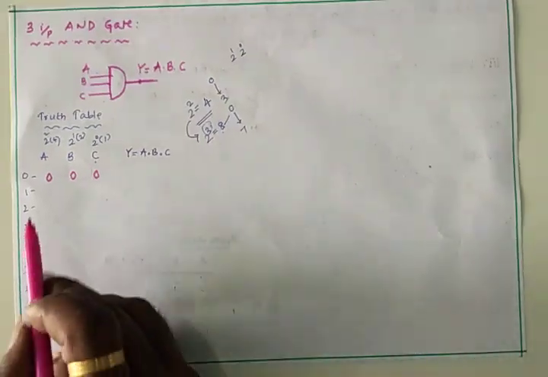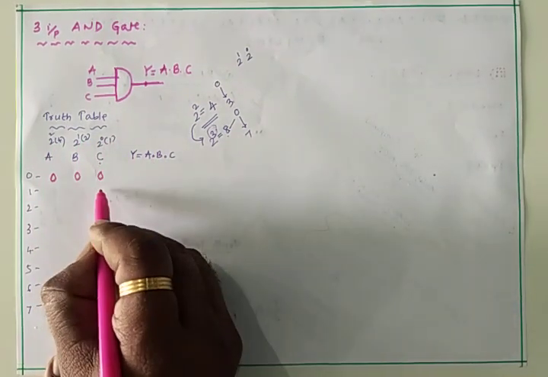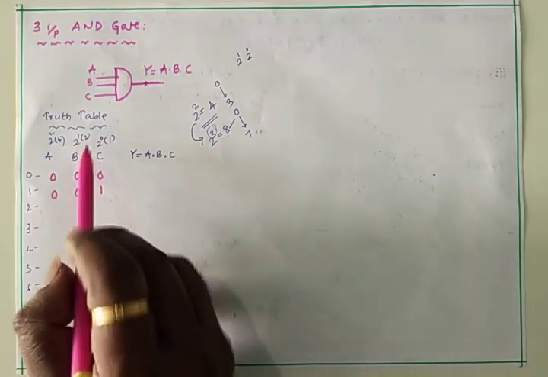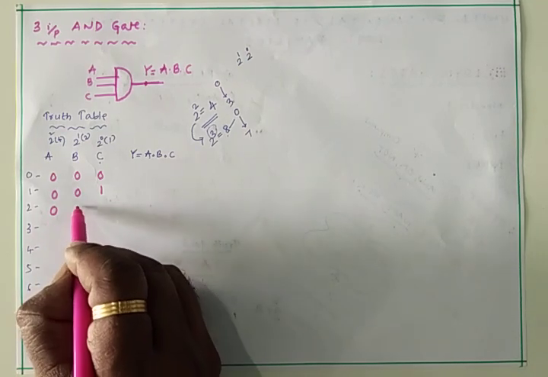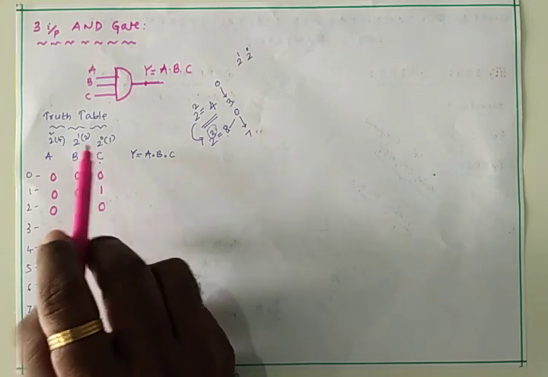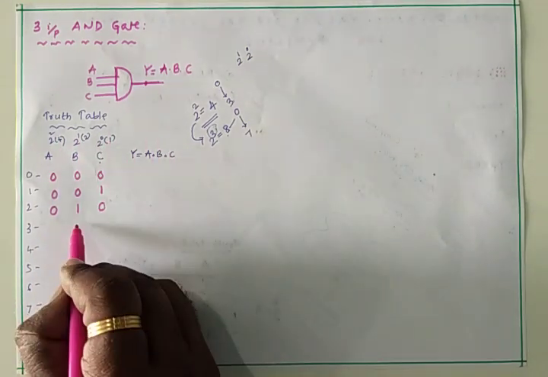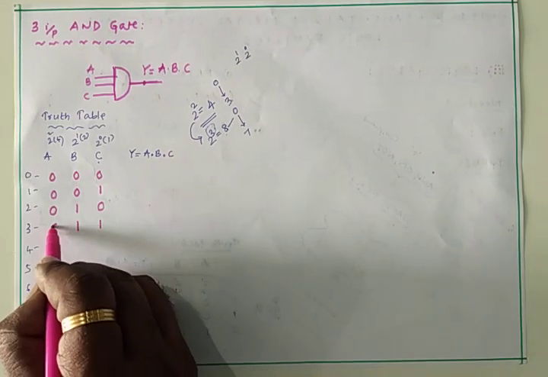The second combination is 1. Here this is 4, this is 2 and this is 1. So this is 1 and the remaining I don't require. Next one is 2. This is 2, so I don't require the others. Next one is 3. This is 4, this is 2, this is 1, and 2 plus 1 is 3. So this I need, this I also need, and this is 0.